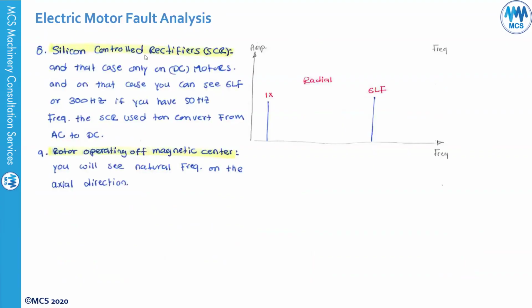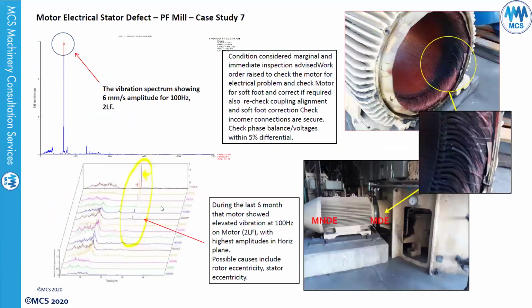If you have a silicon controlled rectifier, or SCR, you will see 6 times the line frequency in your vibration spectrum. And if you have a rotor operating off magnetic center, you will see natural frequency in the axial direction.